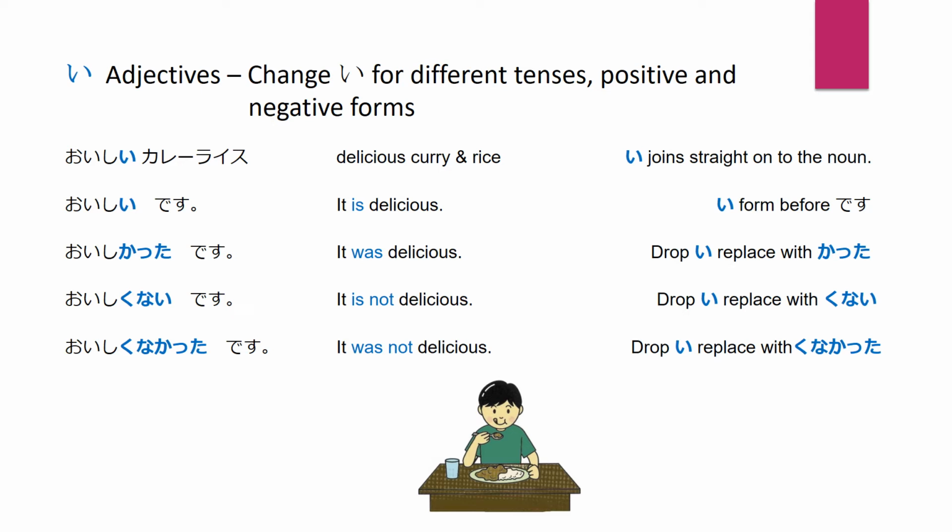じゃあ次は、oishikunai desu. Drop the i, add kunai, and it makes it a negative, is not. So, oishikunai desu. It is not delicious. And finally, oishikunakatta desu. Chop off the i, add kunakatta, and it means it was not. Oishikunakatta. It was not delicious.